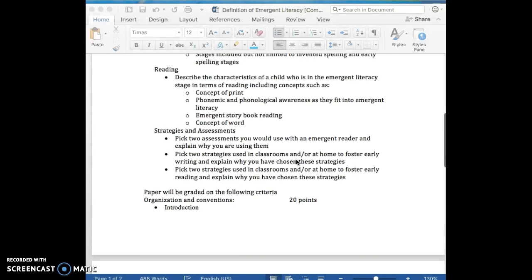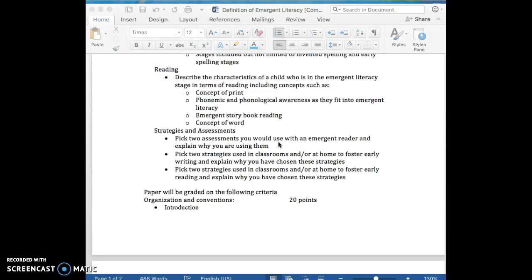Now in this last section, you may continue to do this in paragraph form, or you may choose to do this in bullet form, where you have a bulleted heading and then information under that about the various categories. So you're going to be looking at both strategies and assessments. To begin with, you'll pick 2 assessments that you would choose to use with an emergent reader and explain why you use them. So these most likely will be assessments that we've done in class.